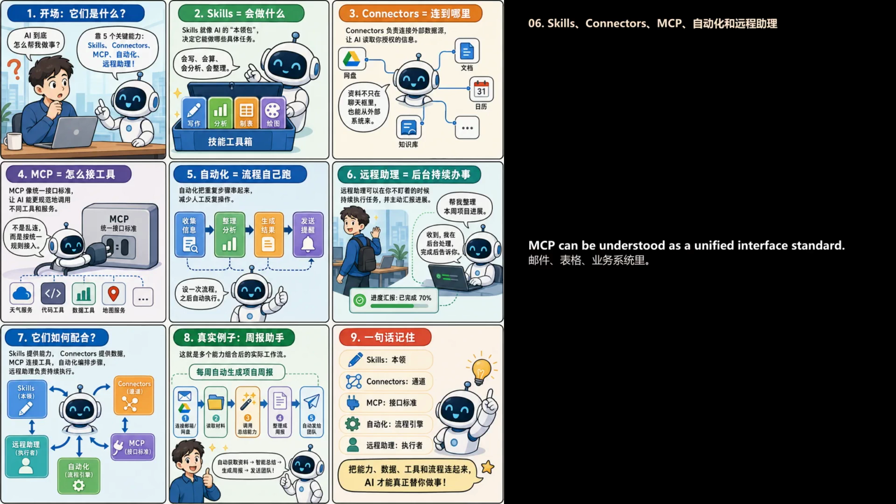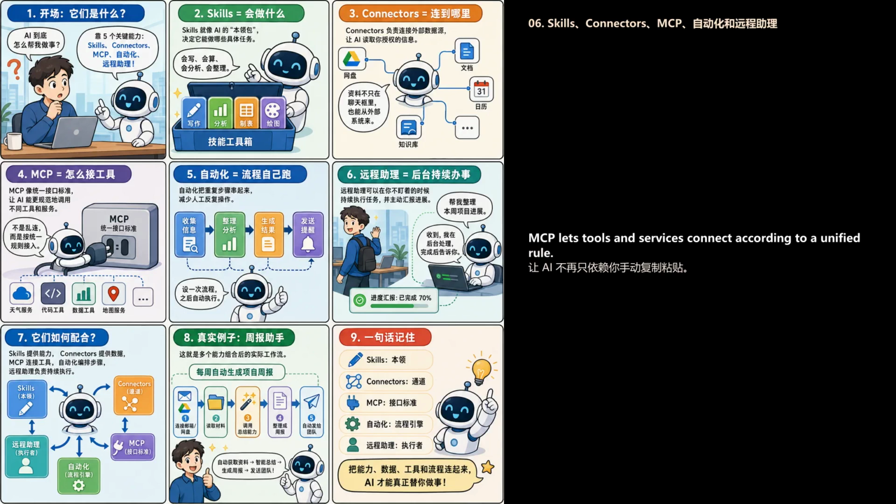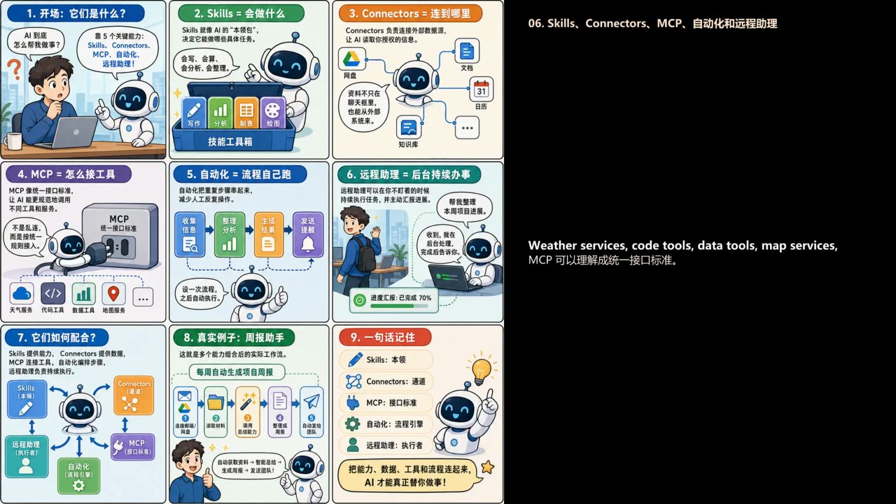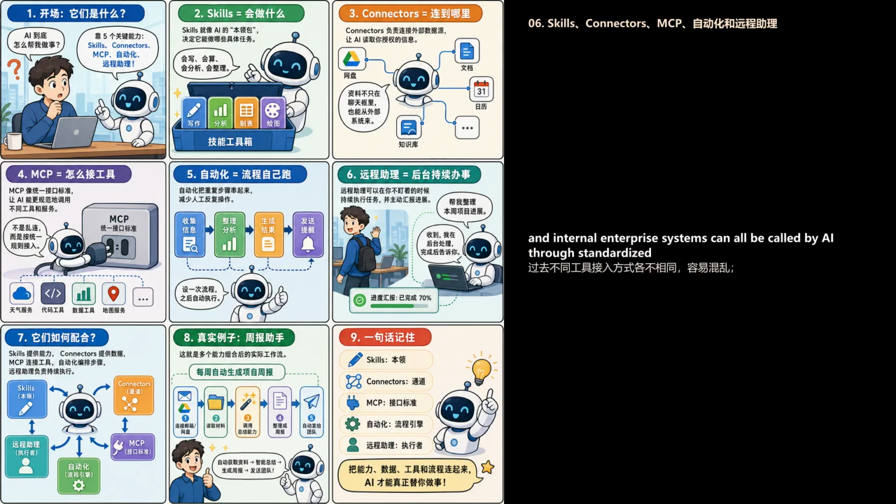MCP can be understood as a unified interface standard. In the past, different tools were connected in different ways, which created confusion. MCP lets tools and services connect according to a unified rule. Weather services, code tools, SME tools, and internal enterprise systems can all be called by AI through standardized interfaces.